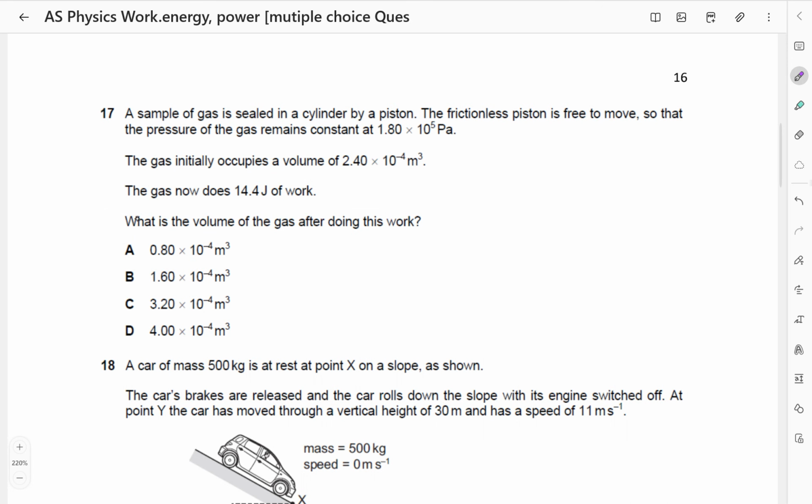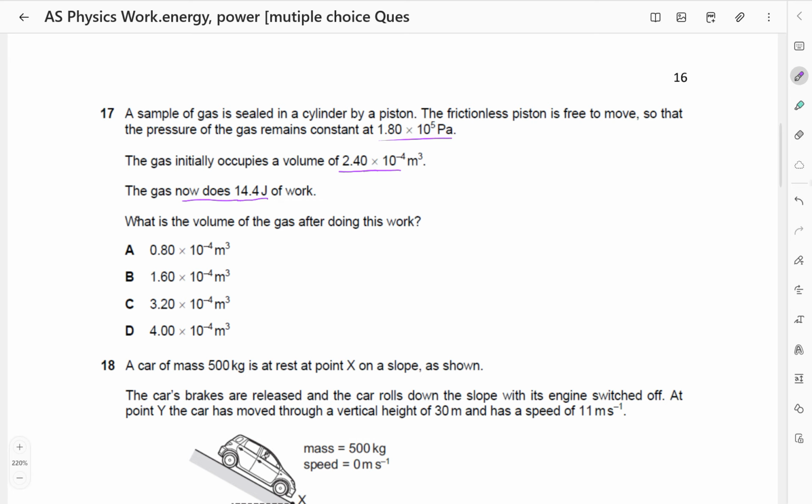A sample of gas is sealed in a cylinder by a piston. The frictionless piston is free to move so that the pressure of the gas remains constant at 1.8 times 10 power 5 pascals. The gas initially occupies a volume of 2.4 times 10 power negative 4 meters cubed. The gas now does 14.4 joules of work. What is the volume of the gas after doing this work?